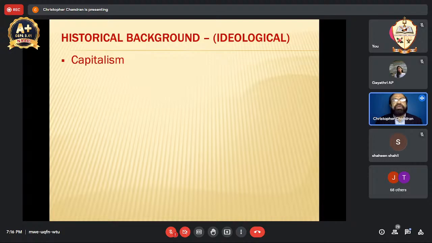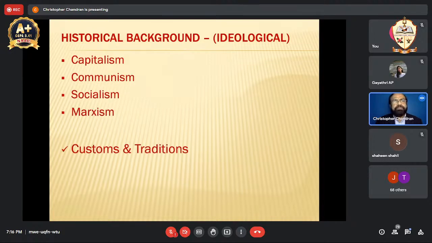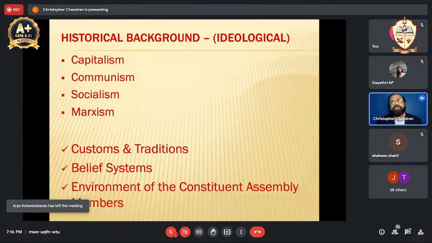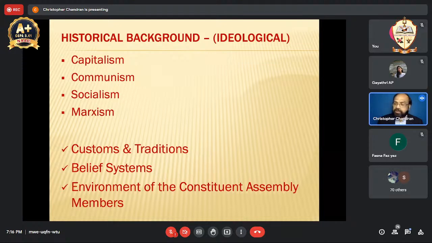Ideologically, yes, we had capitalism, communism, socialism, Marxism. We were into a lot of ideology in terms of our own customs and traditions, a lot of belief systems. You should understand that the Constituent Assembly members each had their own ideological differences. Nehru was a capitalist by birth, but after his visit to Russia, preferred socialism. We had other freedom fighters who were Marxist in nature. There were people who were against certain Hindu belief systems.